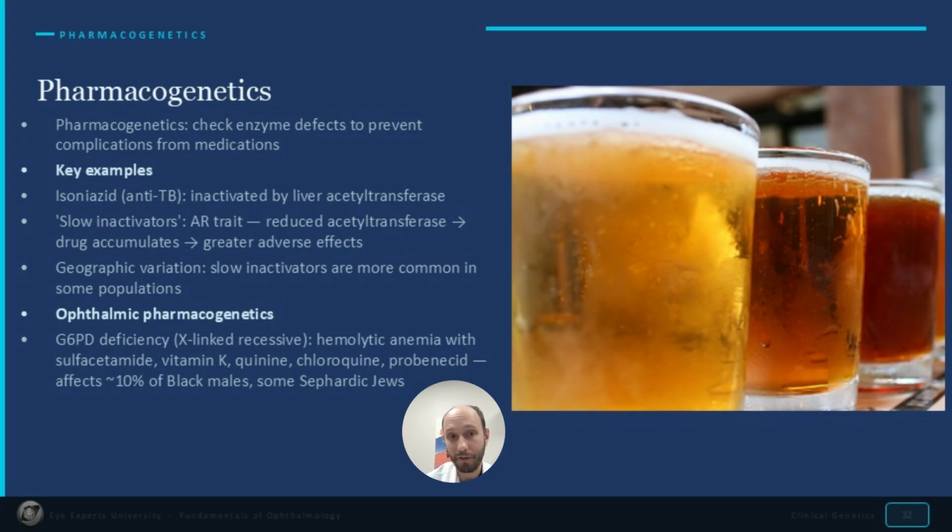As an example, in ophthalmology, G6PD deficiency is linked to hemolytic anemia, and depending on what medications we give them, we can cause certain problems. For instance, with dapsone, you want to test people for G6PD deficiency because if they have it and you give them dapsone, you will cause anemia in that patient. And I have done that, even with genetic testing.